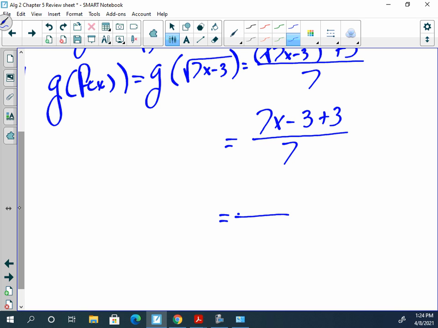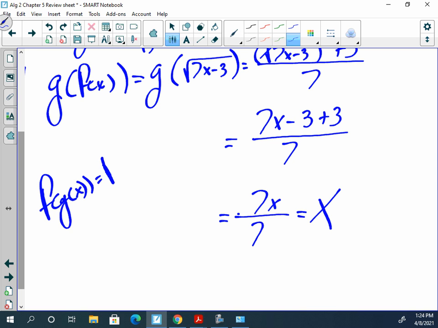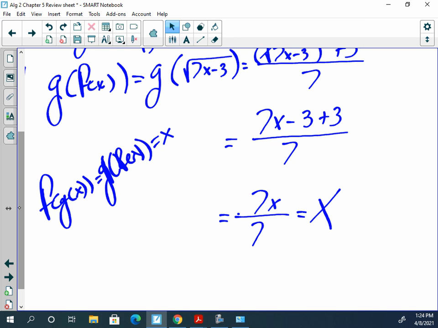Well, the negative 3 plus 3 is 0, so we have 7x over 7. And 7x divided by 7 is x. So this means f of g of x is equal to g of f of x, which is equal to x. So these two functions here are inverses. So it works out that they are inverses.